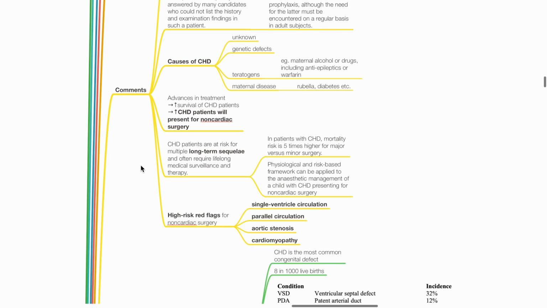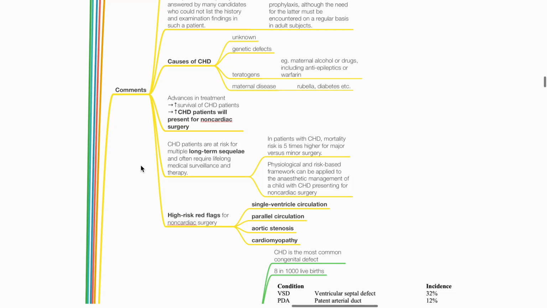Advances in treatment lead to increased survival of patients with congenital heart disease. Hence, there will be an increased number of these patients presenting for non-cardiac surgery. Congenital heart disease patients are at risk for multiple long-term sequelae, and they often require lifelong medical surveillance and therapy. In patients with CHD, mortality risk is 5 times higher for major versus minor surgery.